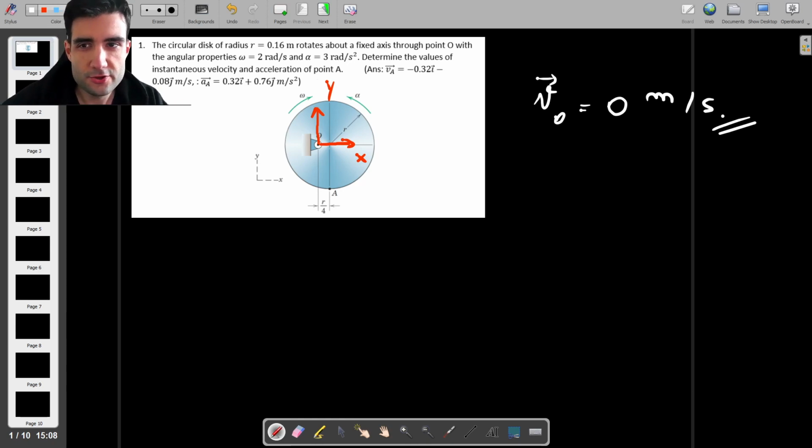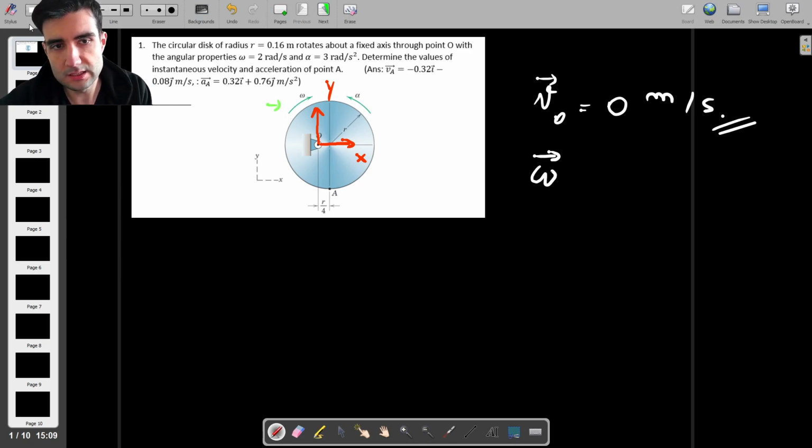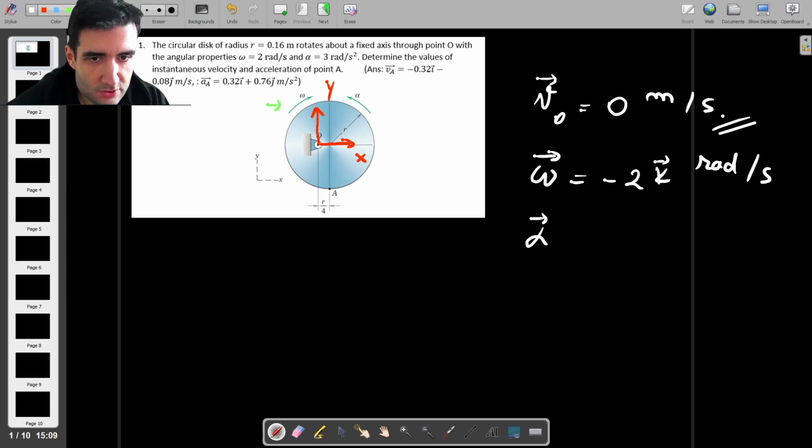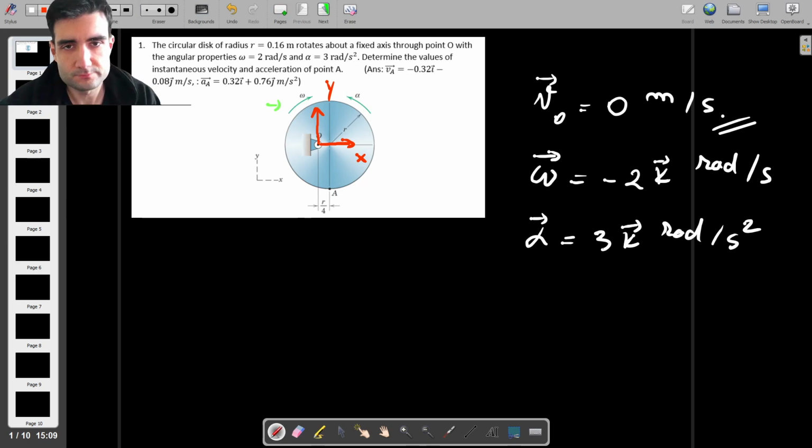So all rotations happen about the Z-axis. So let's actually write the angular properties, the angular velocity and the angular acceleration in terms of vectors. So we've got omega, the omega vector. So omega, as suggested by the diagram, is inducing a clockwise rotation, which means that omega is going to be minus 2k, and that's going to be radians per second. And then alpha, which is the angular acceleration. So alpha and omega are actually opposing each other in this case. So alpha is going to be 3k, and the units for that, we have radians per second squared.